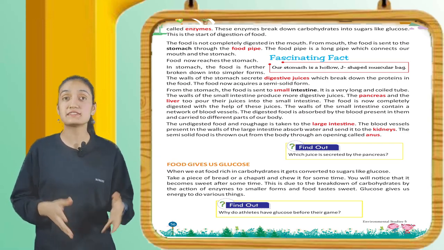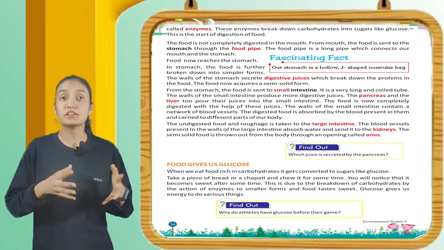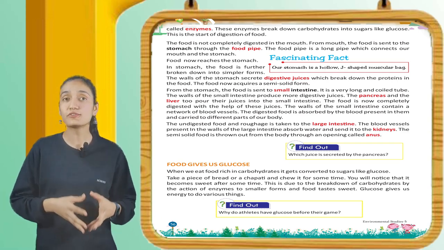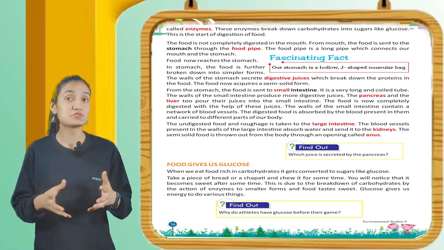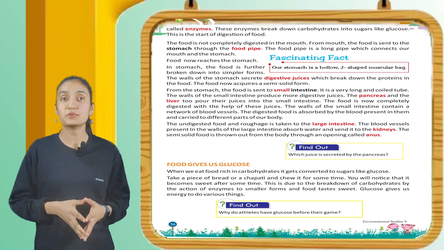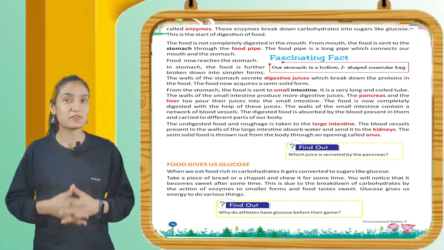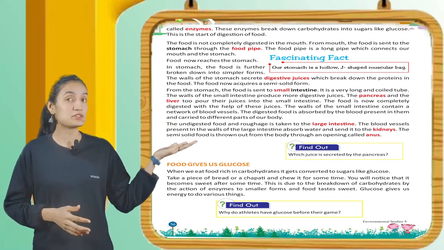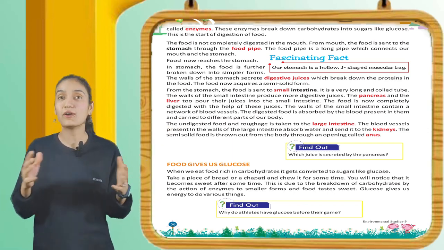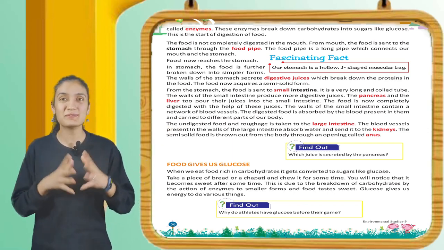Food now reaches the stomach. In stomach, the food is further broken down into simpler forms. The walls of the stomach secrete digestive juices which break down the proteins in the food. The food now acquires a semi-solid form. In between that, we have a fascinating fact that our stomach is a hollow J-shaped muscular bag.